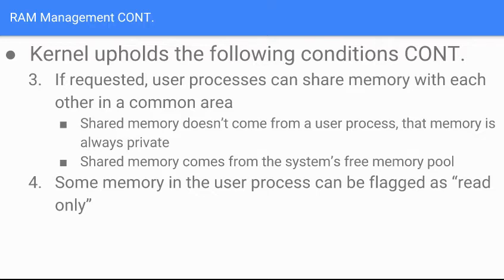And some memory in the user process can be flagged as read-only. The pages are stored in a data structure called the page table, right? And they're called page table entries specifically. And each page table entry actually has multiple bits that are associated with it, and we're going to be looking at that. But one of them is a read-only flag. So that's how you can start to make the permissions on memory a little bit more granular.